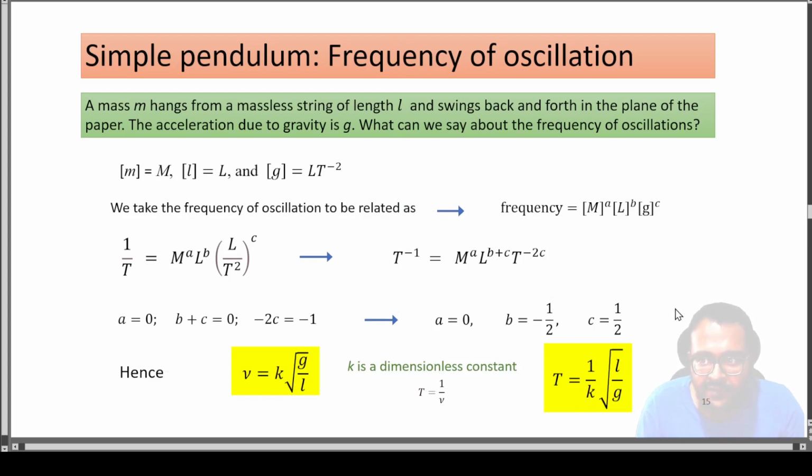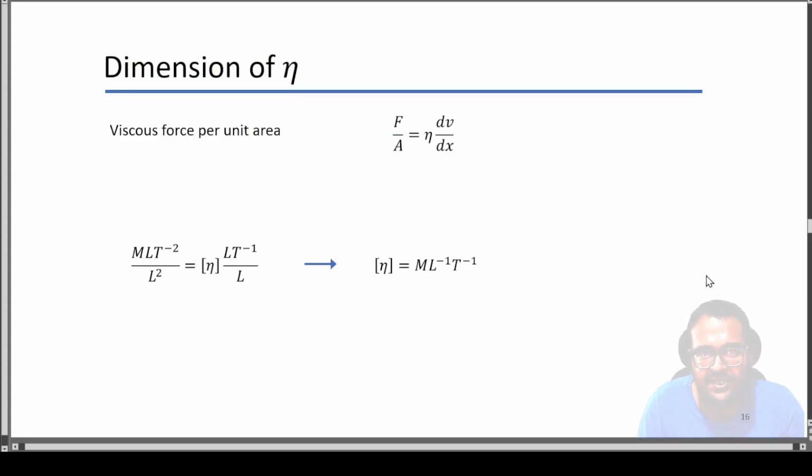Okay, so now we'll go to another very important application of dimensional analysis. To do that, first we find the dimension of eta. Eta is the viscous constant, the constant of viscosity. Viscous force per unit area is defined as F by A is eta dV dx. This dV dx is called velocity gradient, that means how your velocity changes with respect to distance. This is viscosity. We'll discuss the phenomenon of viscosity later on.